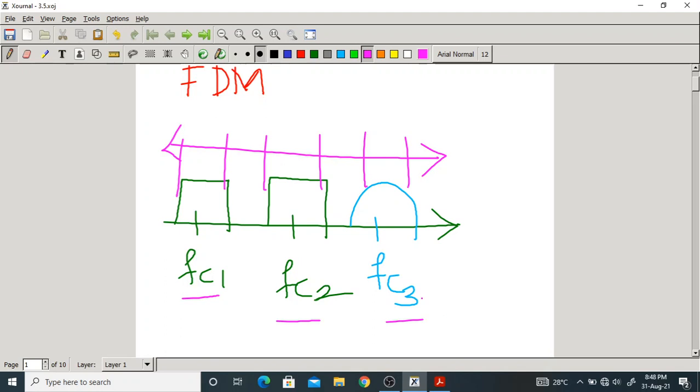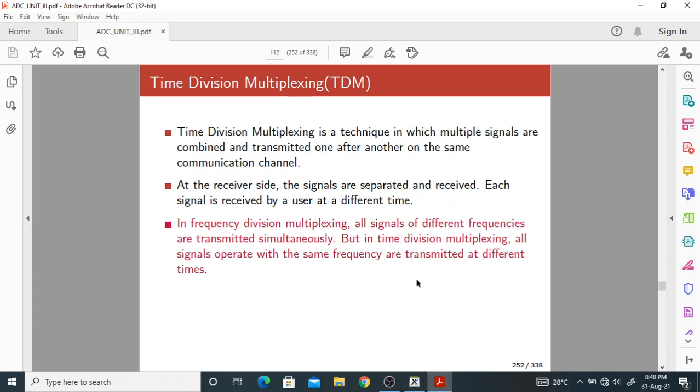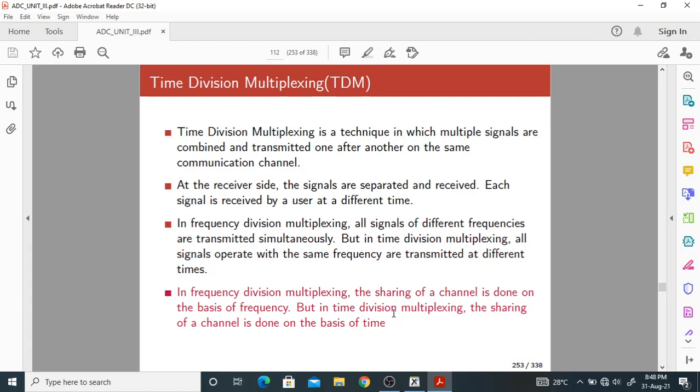This is FDM. But in TDM what do we do? We transmit at the same frequency but one after another at different times. So in FDM, the sharing of the channel is done on the basis of frequency. Frequency is shared among the users or among the signals. In TDM, the sharing of the channel is done on the basis of time. The users will share the time.